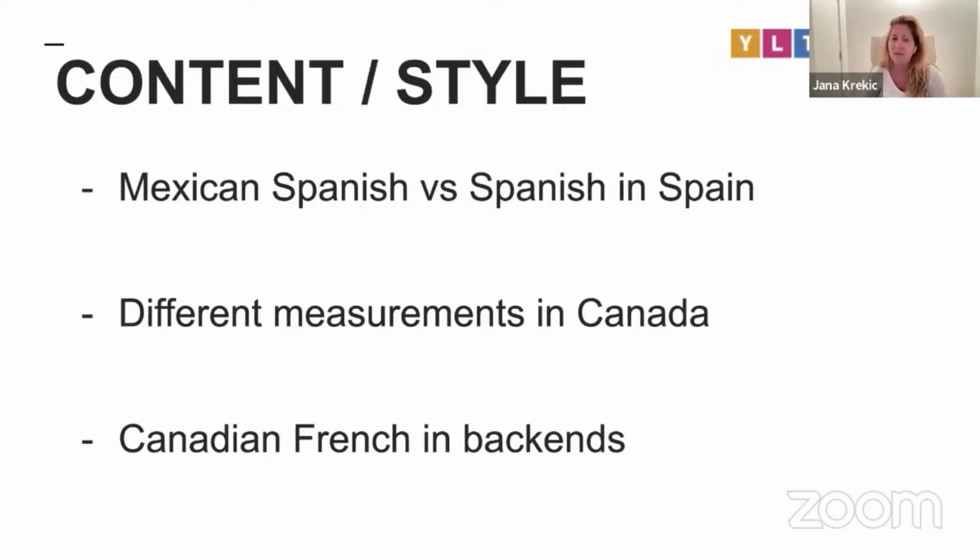Also, what you have to pay attention to is different measurements in Canada.